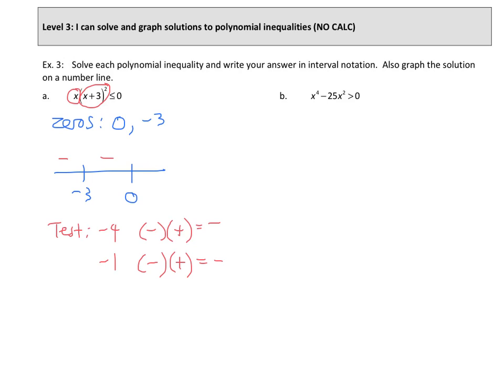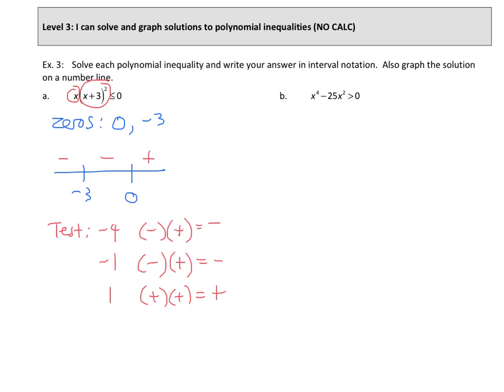And then I test a number in my last region, so something bigger than 0, like positive 1, and when I plug in positive 1 in the front, I get a positive, and when I plug in positive 1 in that second part, I get positive because I always get positive there, and positive times a positive is a positive, so we get a positive here.